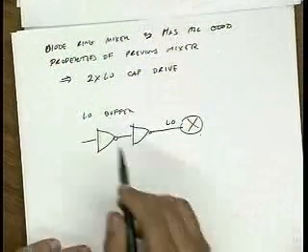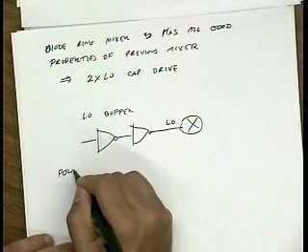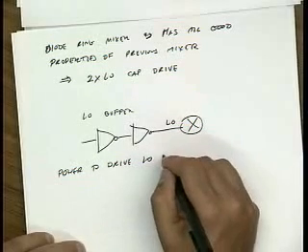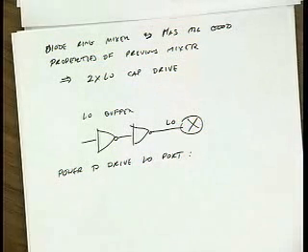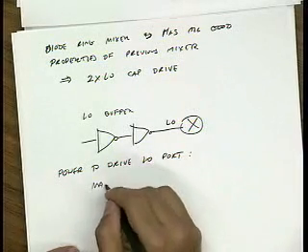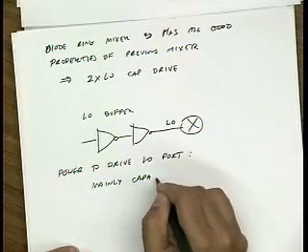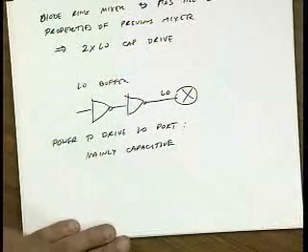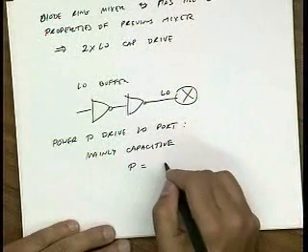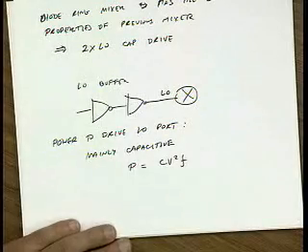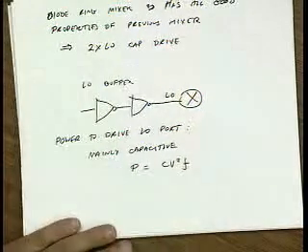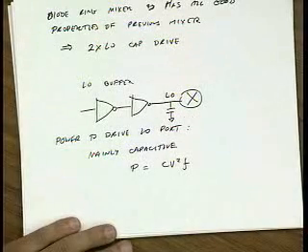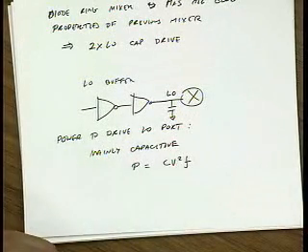How much power does it take to drive the LO port? How much power does it actually take? Well, because it's mainly capacitive, then we know from, let's say, 141 that the power is CV squared F. This is the power to charge and discharge this large LO capacitance. Okay? That's if we drive it with, let's say, a square wave.